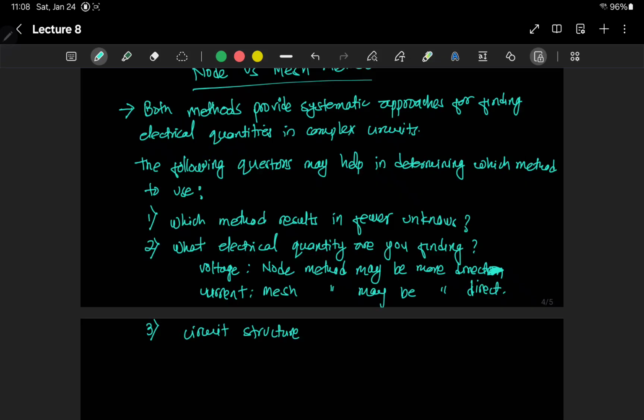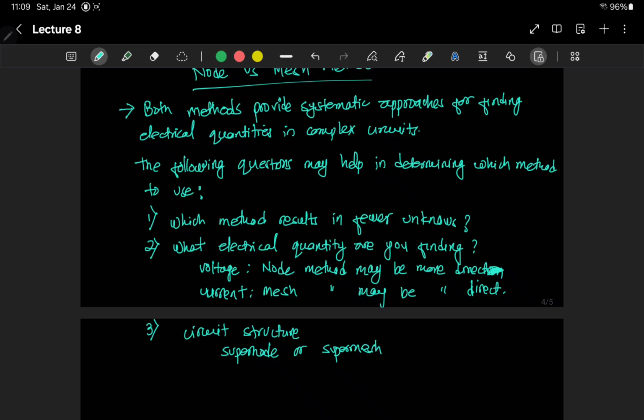If both methods have the same number of unknowns, then look into whether there are any supernodes or supermeshes. If you have supernodes, the node voltage method is probably the better option, but if you have a supermesh, the mesh current method is probably better. So look for supernodes or supermeshes.